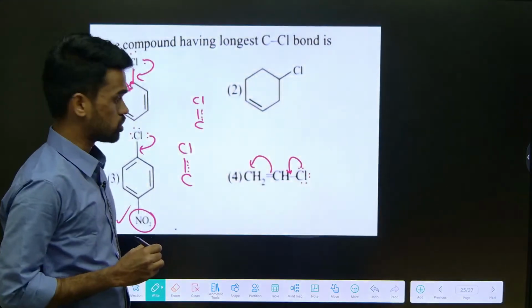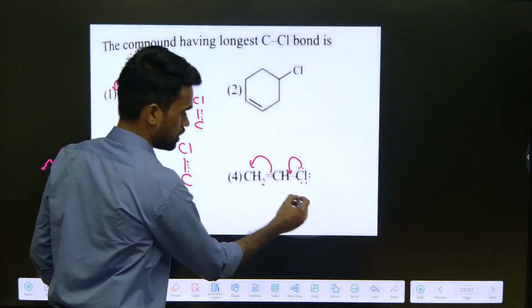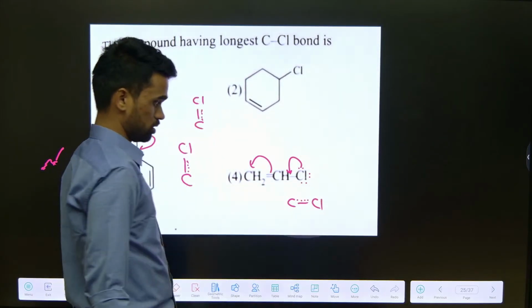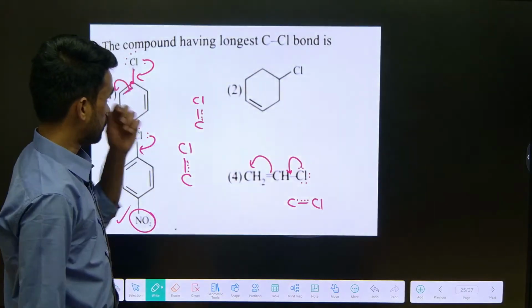Here also we have conjugation. So due to that reason, it is also carbon between this chlorine. There will be double bond character in the fourth option also. Okay, now what about the second option?